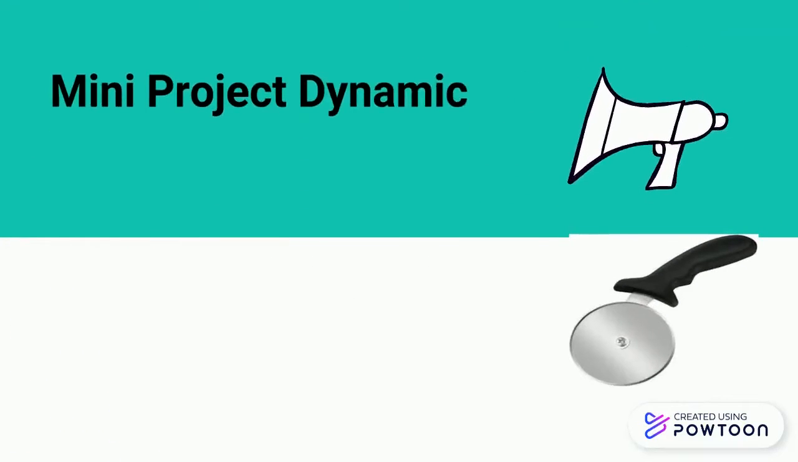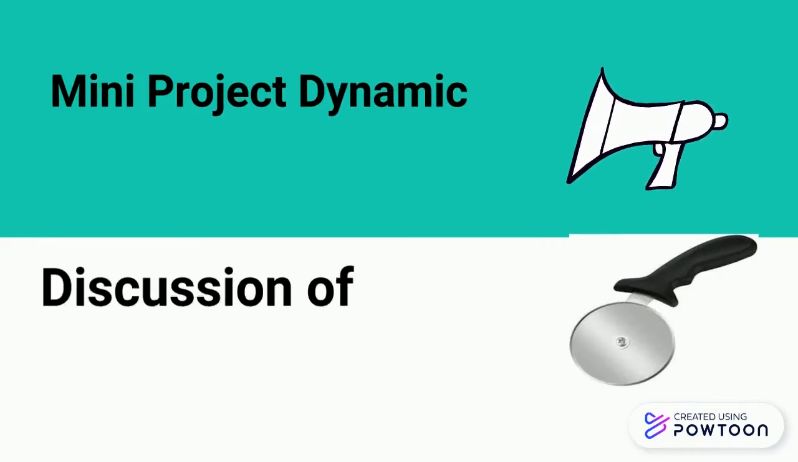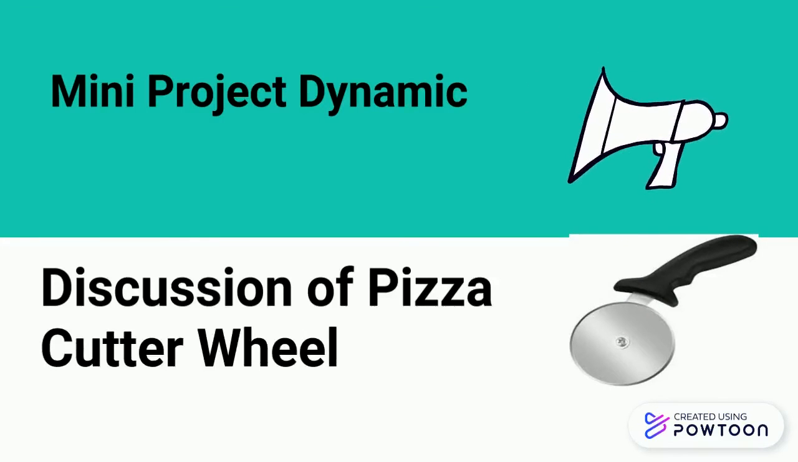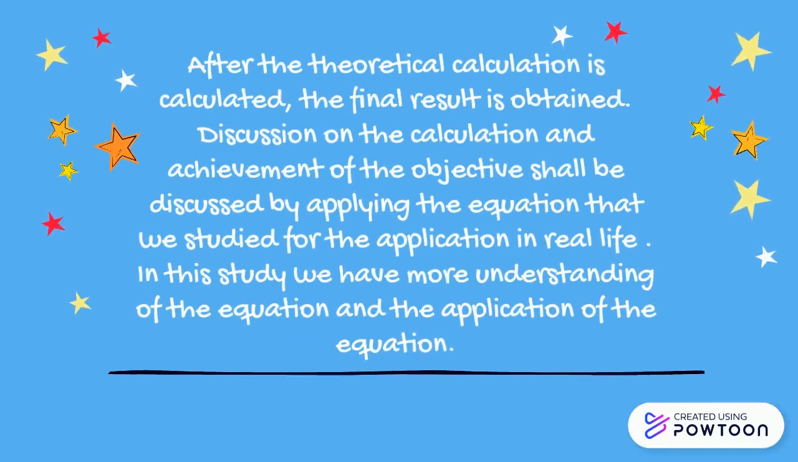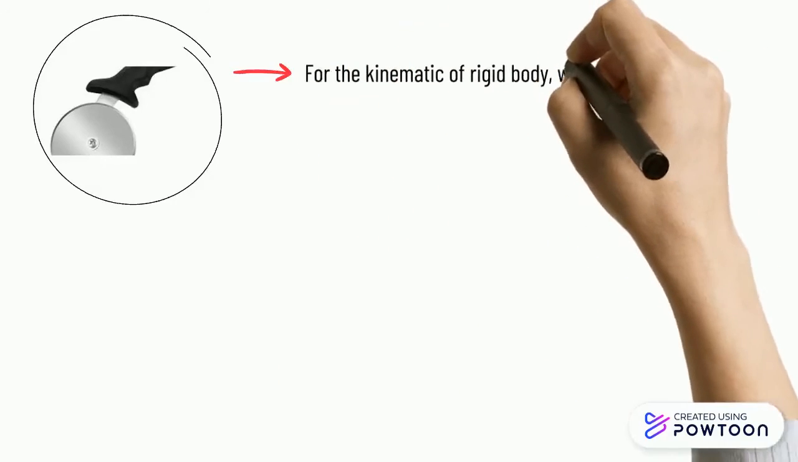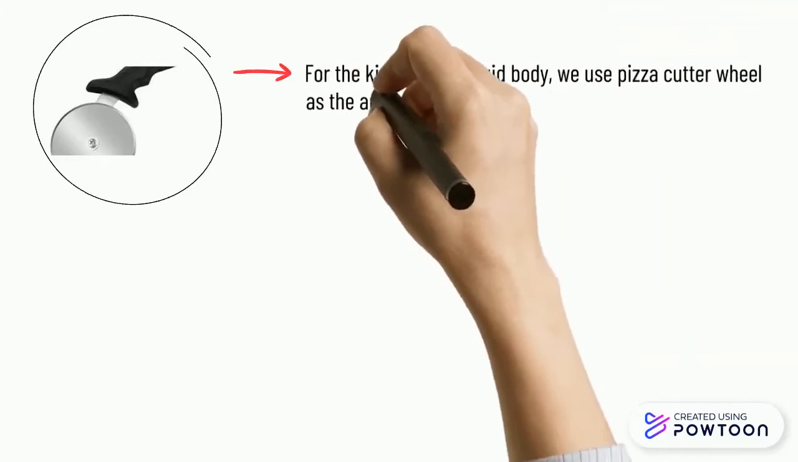Today, I would like to present about mini project dynamic, and I would like to present about the discussion of pizza cutter wheel. After the theoretical calculation is calculated, the final result is obtained. Discussion on the calculation and achievement of the objectives shall be discussed by applying the equation that we study for the application in real life. In this study, we have more understanding of the equation and the application of the equation. For the kinematic of rigid body, we use pizza cutter wheel as the application of our project.